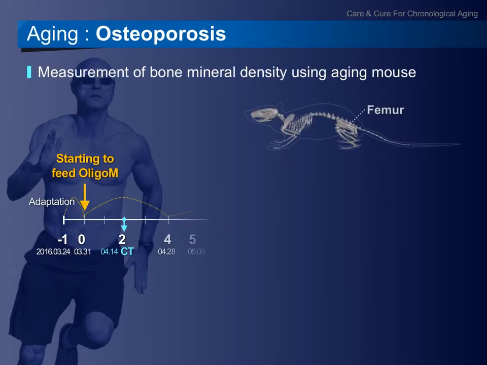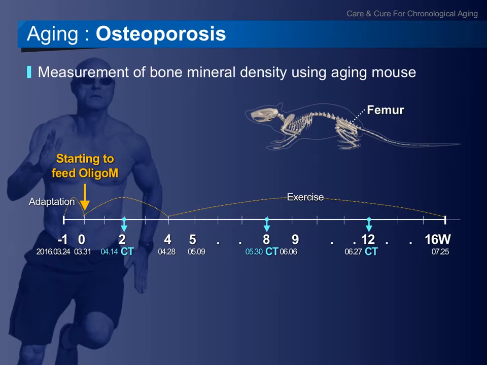We also tested the effects of OligoM on osteoporosis by measuring the bone mineral density of aging 17-month-old mice. After 12 weeks of feeding, we measured the density using computed tomography, CT scans. At 4 weeks of feeding, we further split the mice into exercise groups and no exercise groups.